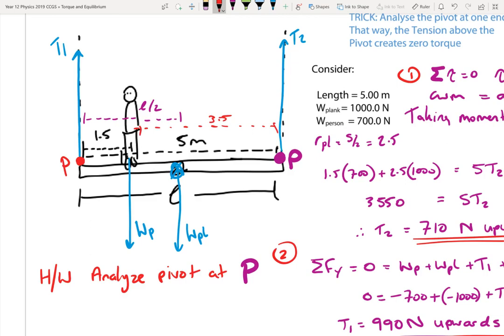You would then, at this point, T2 creates 0 torque. We can solve for T1. You do all of the maths using rotational equilibrium. You would solve that, T1 equals the 990 newtons upwards. And then you would use the sum of forces vertical. You would solve for T2 equaling 710. Okay? So I would like you to look at things from the other side.